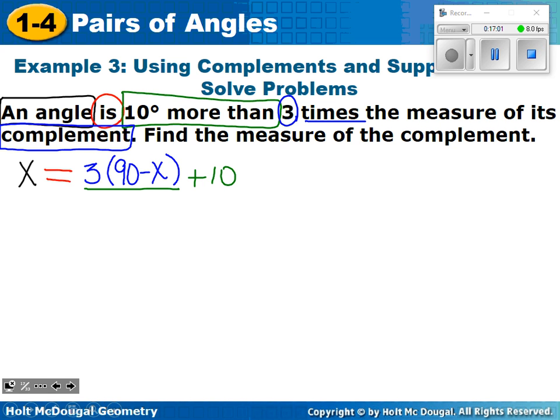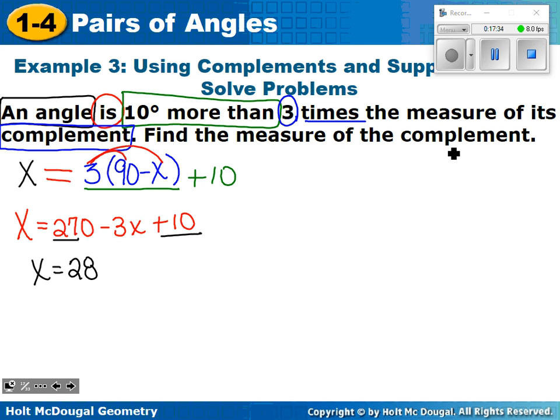Can't subtract 10 yet. Distribute. Always do your order of operations. Parentheses, then exponents, then multiply. So we want to distribute within our parentheses. So x equals 270 minus 3x plus 10. Now what can we do? Like terms. So what do we have over here on the right that we can combine? 270 and 10. So we have x equals 280 minus 3x.